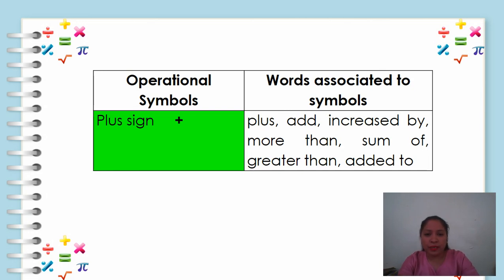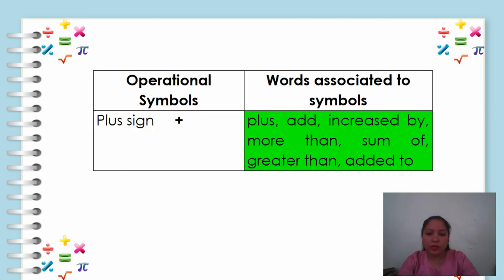Or as operation, ano? So, the words associated with the plus sign is the plus, add, increase by, more than, sum of, greater than, added to. So, kapag na-encounter natin itong mga keywords na to, ibig sabihin, ang gagamitin nating sign is the plus.